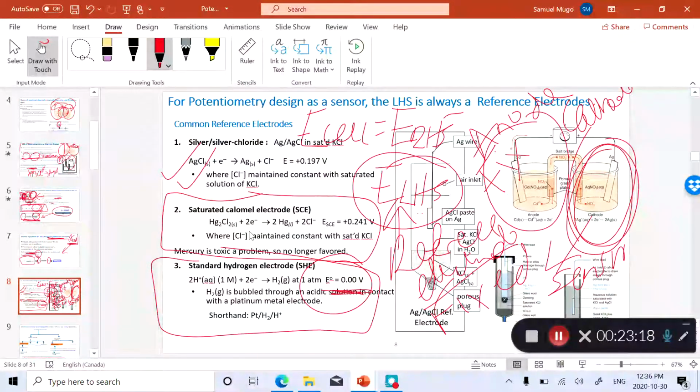But the most common reference electrode is silver chloride, because the saturated calomel electrode, as you can see, is made of mercury, and mercury is toxic, and so it's no longer very, very common. All right, and it's very, very easy actually to make these kinds of electrodes, and we make them in the lab all the time. My research group doesn't buy, we just make them ourselves.